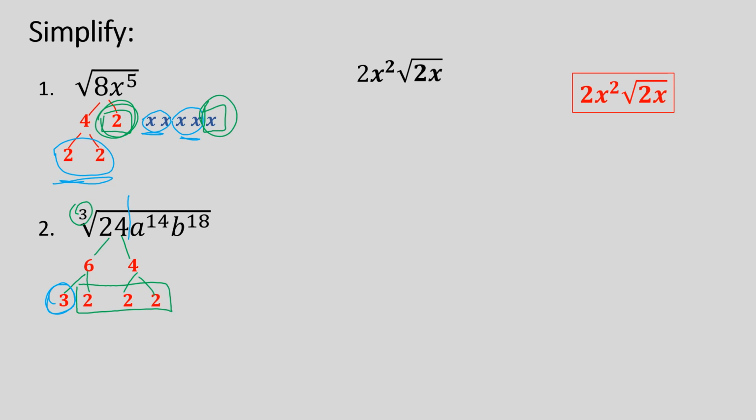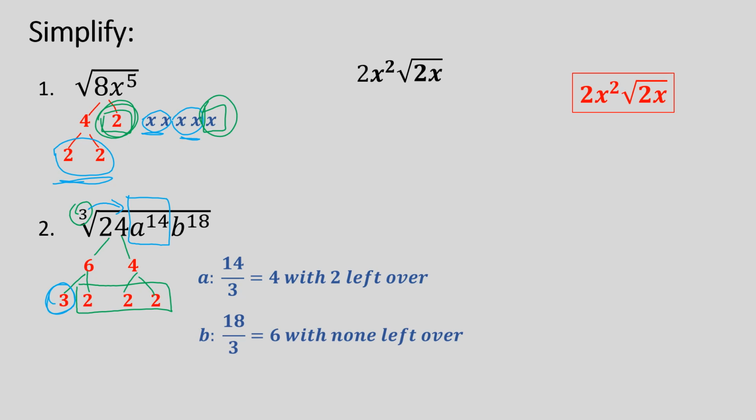When we look at this A, for example, how many groups of 3 are in a to the 14th? There's 4 groups, but there's still 2 left over because 3 goes into 14 4 times, but that only takes up 12 of the A's, with 2 remaining. B's, on the other hand, it goes into evenly. There's 6 groups of 3 with none left over.